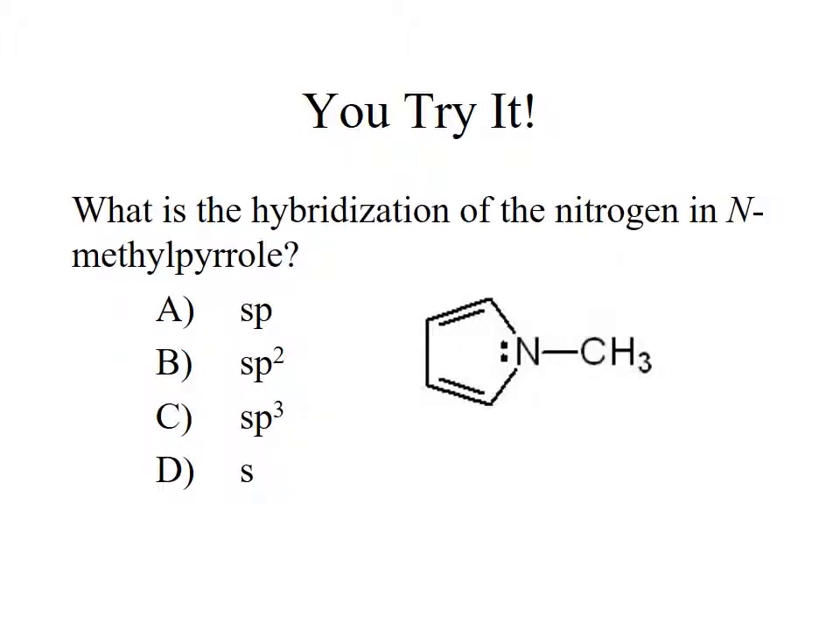What is the hybridization of the nitrogen in N-methylpyrrole? Prior to looking at aromaticity, you would have looked and said non-bonding pair and 3 bonds. That means sp3 hybridization. But this is not sp3 hybridized. In order to complete that ring and give it 6 electrons for an aromatic compound, you will find that the nitrogen is sp2 hybridized.